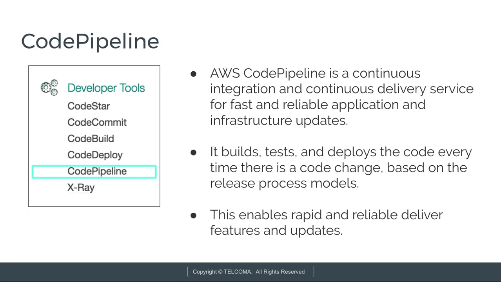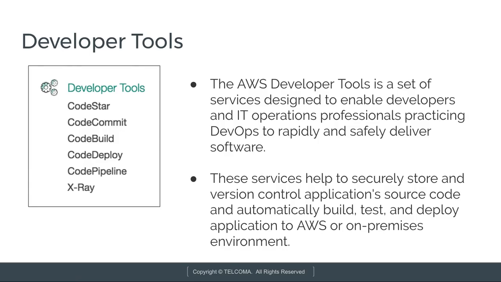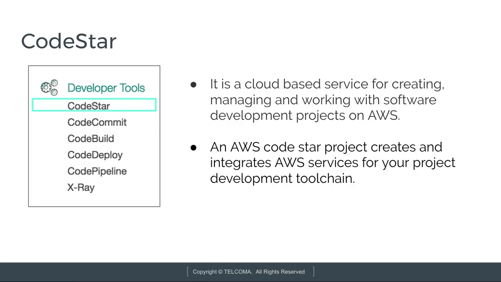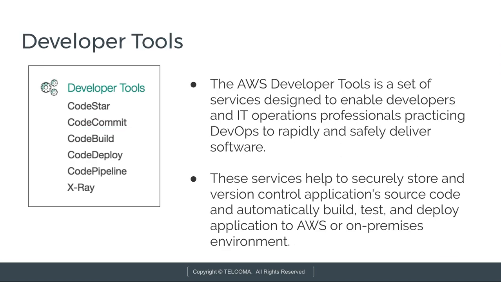So here in the AWS Management Console, under Developer Tools, we have CodeStar, CodeCommit, CodeBuild, CodeDeploy, CodePipeline and X-Ray. So we have different tools in Developer Tools. With the help of these, we can manage our code.